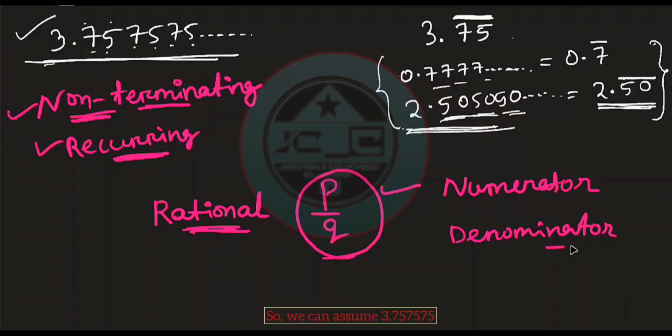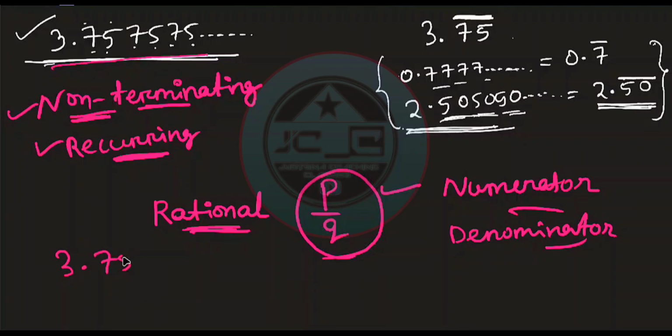So, assume 3.757575... First of all, we have to write it like 3.75 bar. So what are you assuming here, what could be the numerator? The numerator is 375.